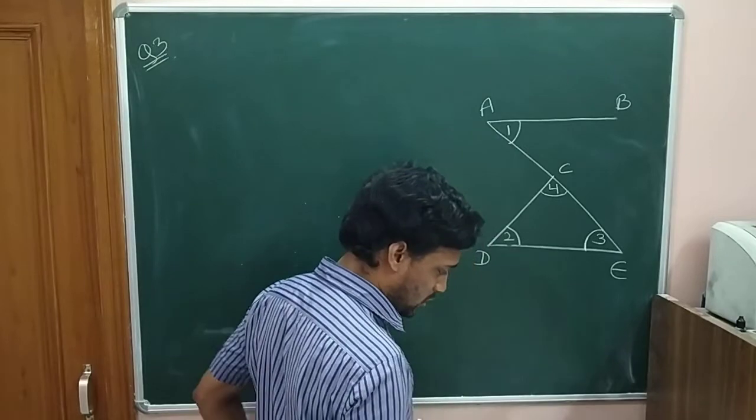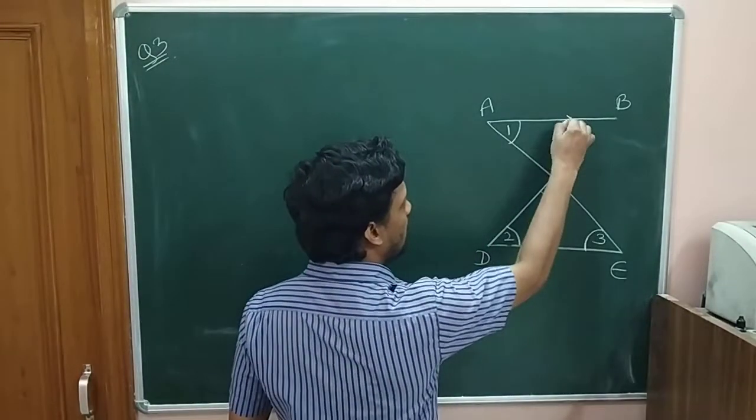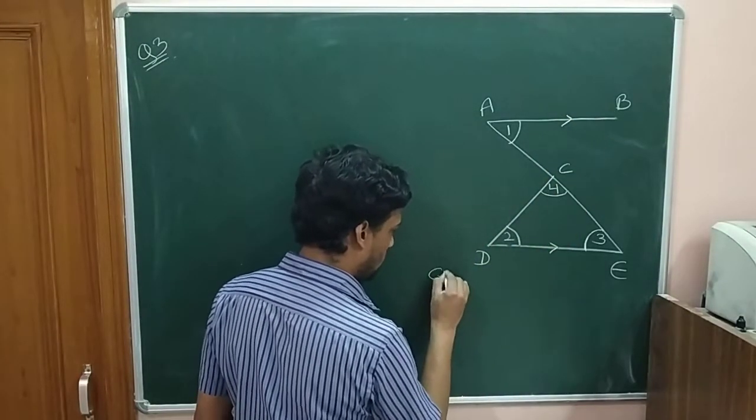This is a diagram. Now read the question. AB is parallel to DE. Given.